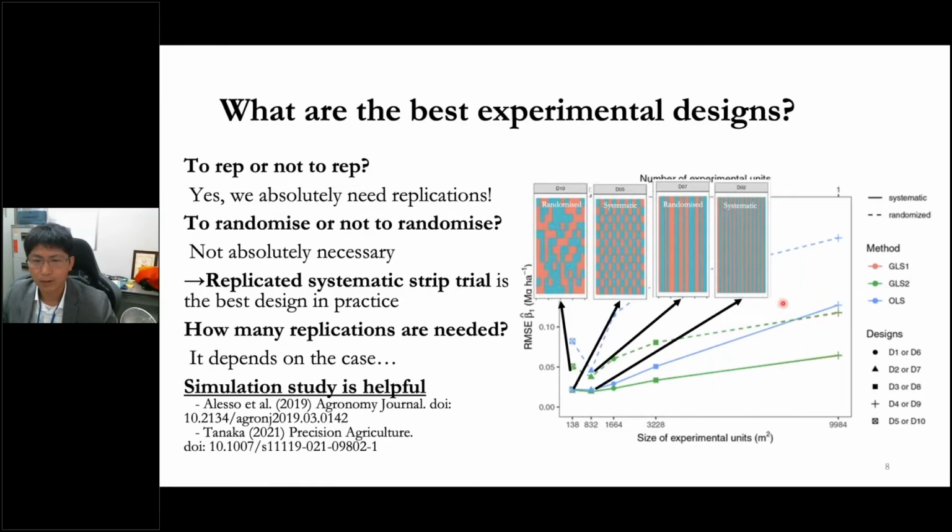And here new questions arise. Everyone says 3 replications are enough for the analysis, but that may not be promising. It's very difficult to generalize the minimum number of replications for strip trials only from these results, and it may depend on the case. To make sure of the required number of replications, a simulation study is very helpful. So if you have a raw yield map, we can simulate the best experimental design, potentially having less bias, for your own fields. And if you are interested in simulation studies, please refer to these papers.